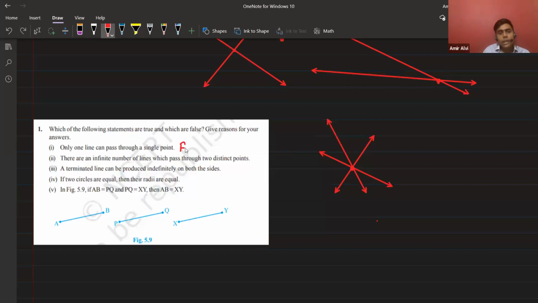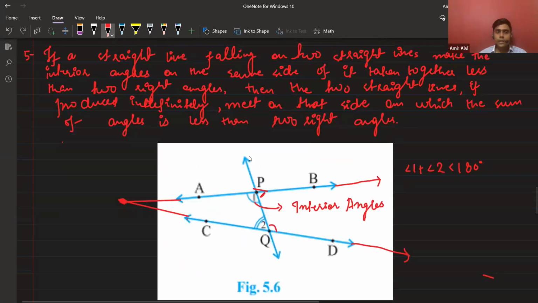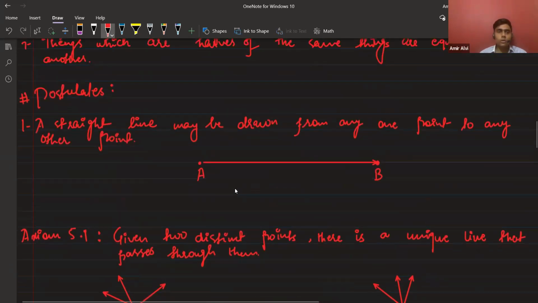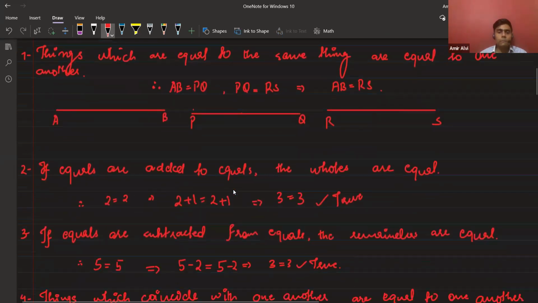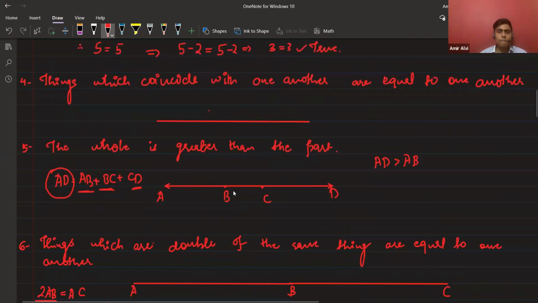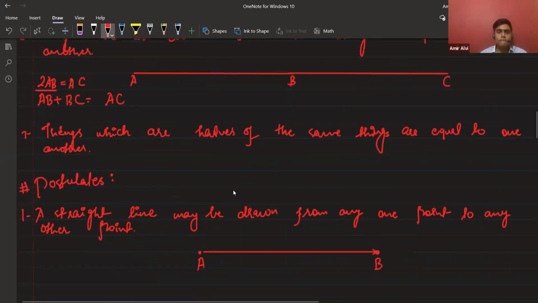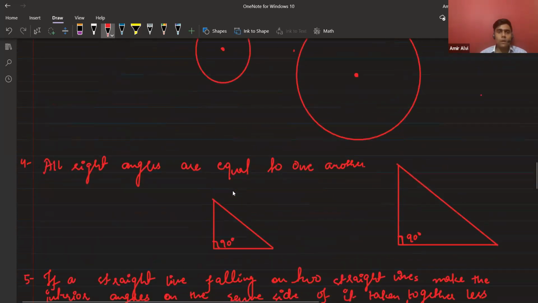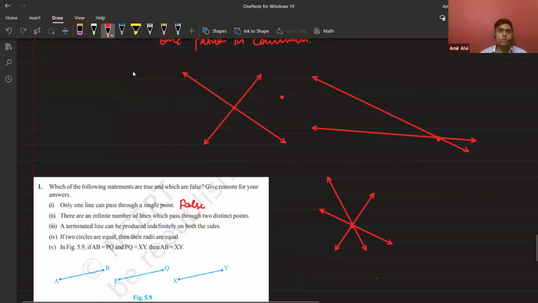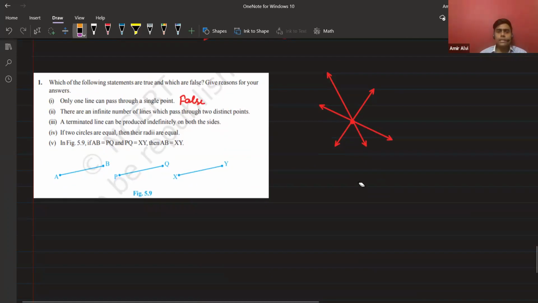Because infinite lines can be passed using which axiom? Let me give you an example. So basically, if you directly say that only one line, it's false because an infinite number of lines can be passed through a single point.